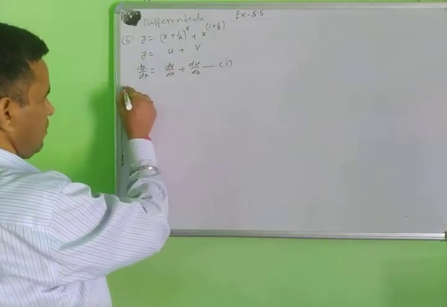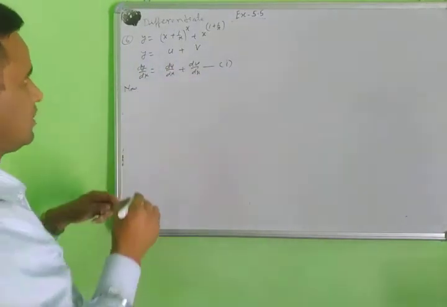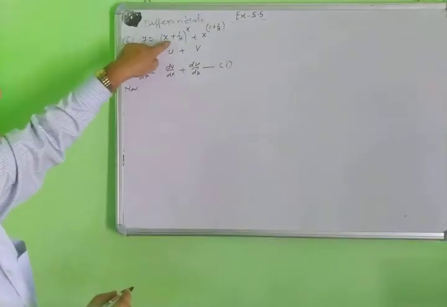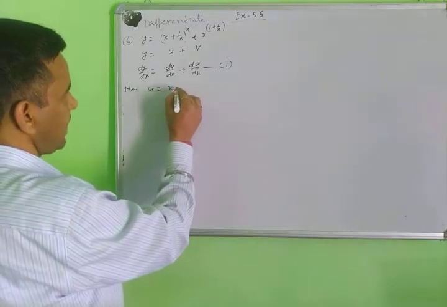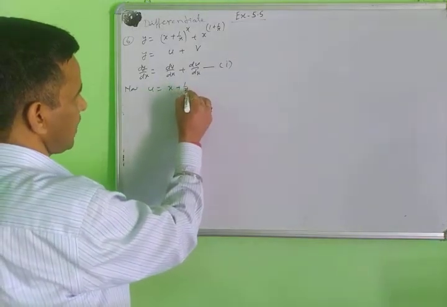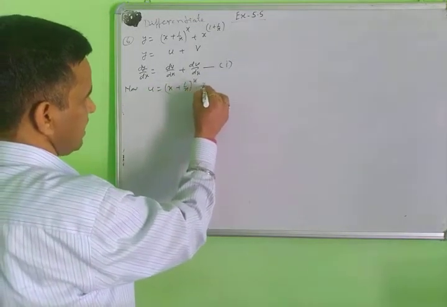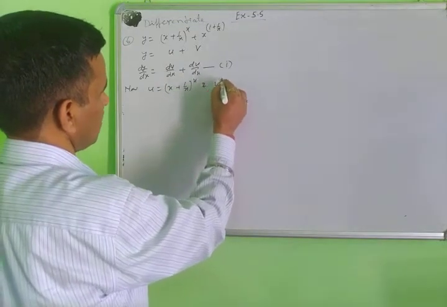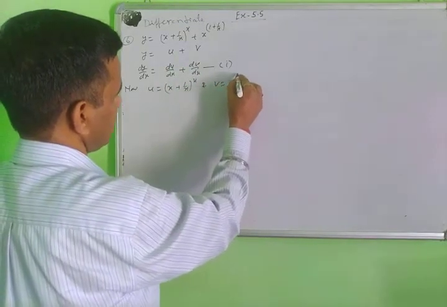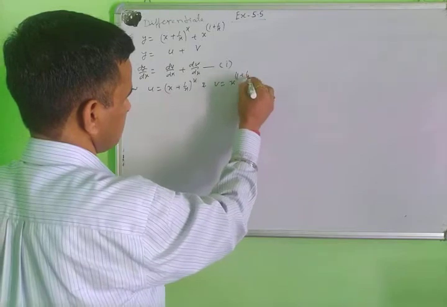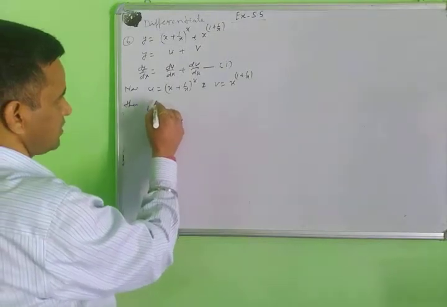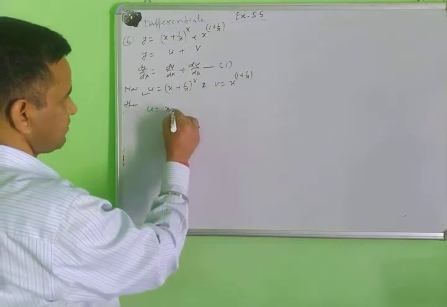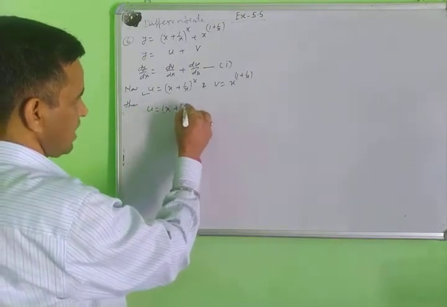After that, you will solve for the value of u here. You write here now u equal to (x plus 1 upon x) whole exponent x, and v equal to x exponent (1 plus 1 upon x). Then u equal, first I am taking the first step here, (x plus 1 upon x) exponent x.